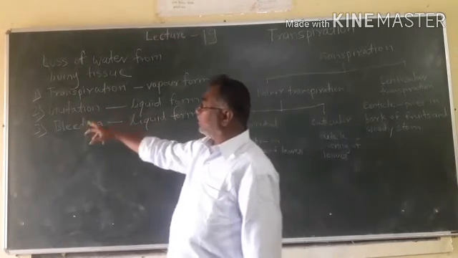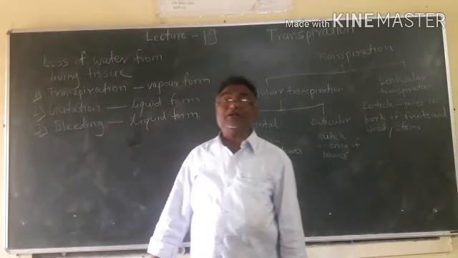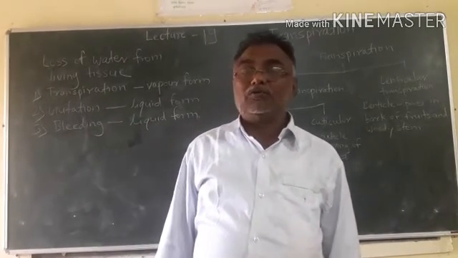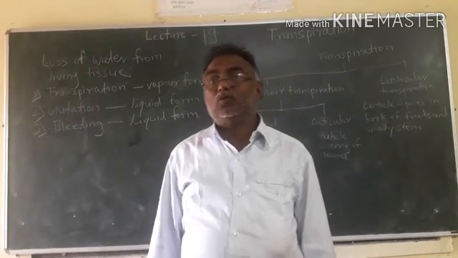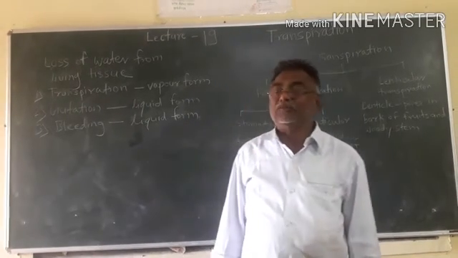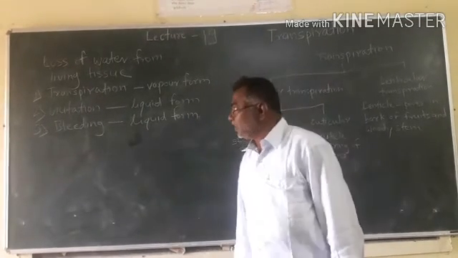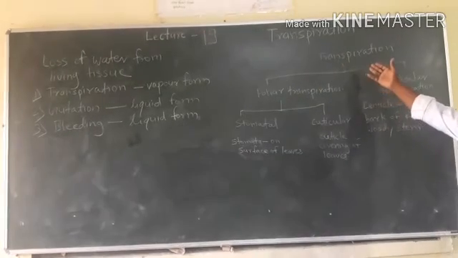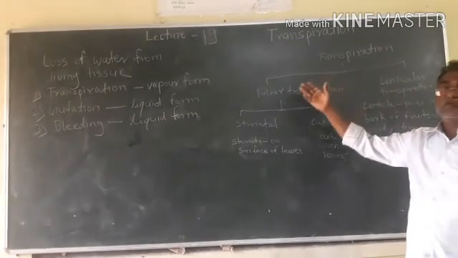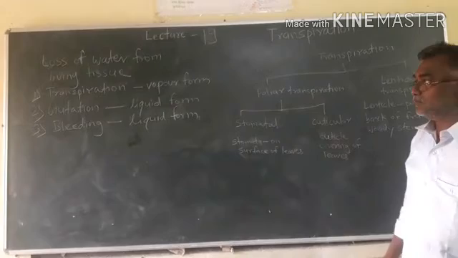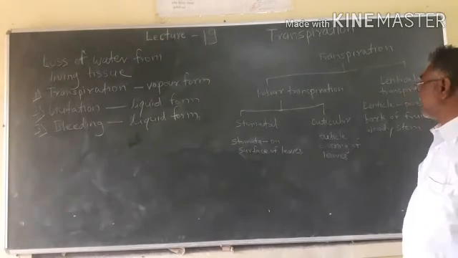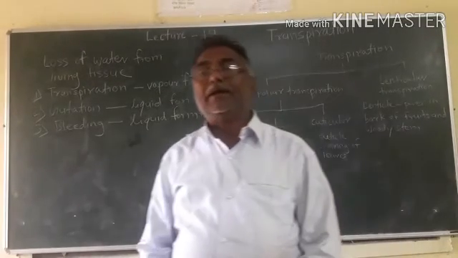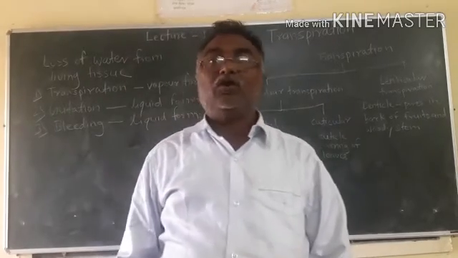Then bleeding means loss of water in the form of liquid through injured parts of the plant. Then transpiration is classified in two main types: foliar transpiration and lenticular transpiration.